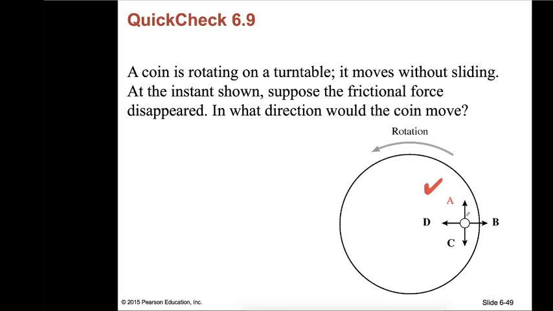So the answer is A, because at this moment, the velocity of the coin goes up in direction A. So if there's no friction at all or no net force, it will keep going in the direction of A. This is due to Newton's first law. If there's no net force, the object will keep going in the same direction, and it will be undergoing uniform motion.